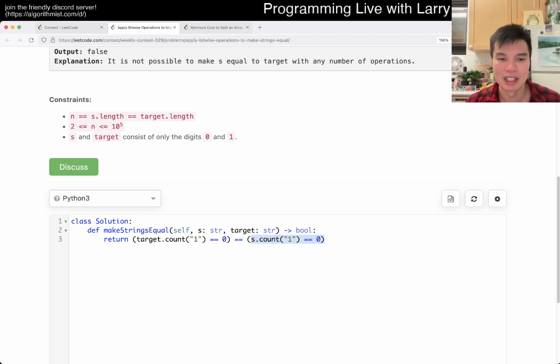So that's basically it. This is going to be linear time, because the counting takes time, you have to look at every string, and constant space, because that's just a count. Cool. That's all I have for this one.